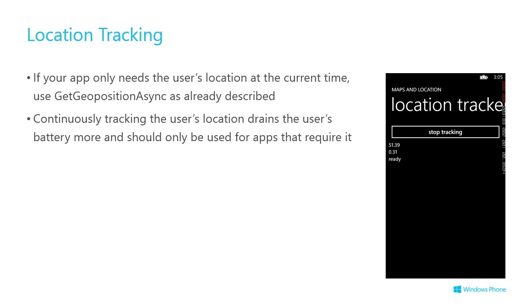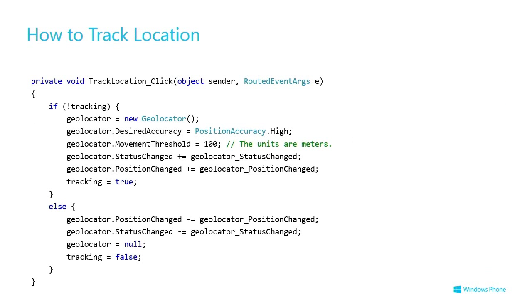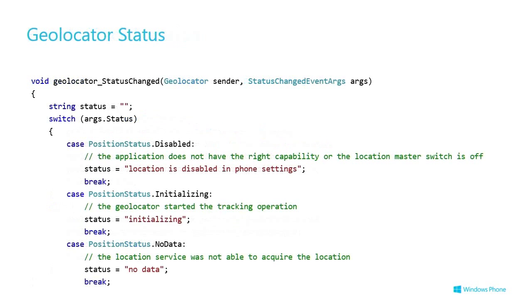But if you want to track the movement over time, you can use the same class, but there's a different mode for this. Continuously tracking the user's location does drain the battery more, so you only want to use this if you really need it. How you track location is, again, still using the geolocator, but you set a movement threshold here. This is going to throttle the number of position changed events you get. So there's a status changed and a position changed event handler, and this is the logic for a button to start and stop tracking of the position change of the phone.